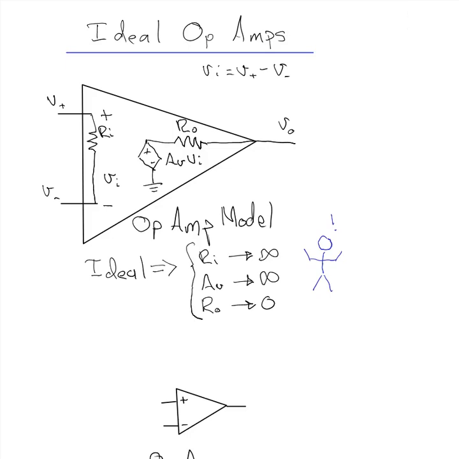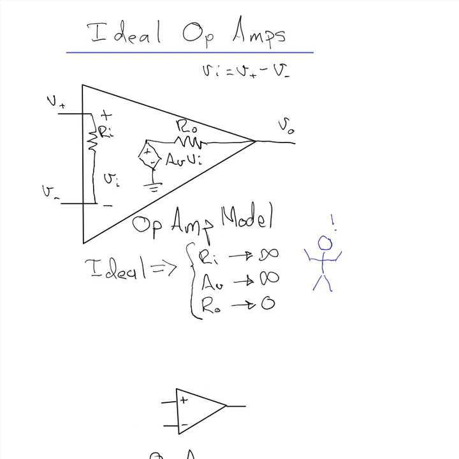An op-amp is a differential amplifier, voltage type, with an infinite gain, an infinite input resistance, and a zero output resistance. That's an ideal op-amp. Non-ideal ones will have finite but large voltage gains, finite but large input resistances, and low output resistances.